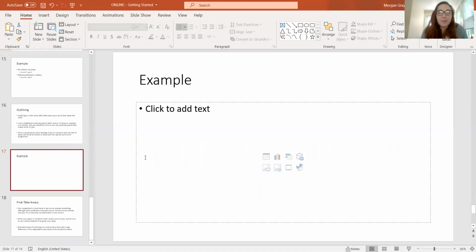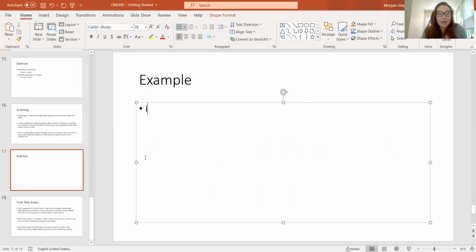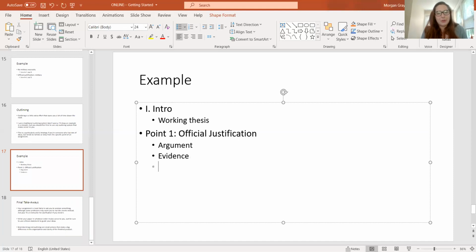For example, right, I'm sitting here going, okay, first I need my intro and my working thesis. And I'm not going to type that in now, but I would typically write that in there. Then we have point 1, official justification. And then I'd say my argument, what evidence do I plan to use, how does the evidence prove my argument?